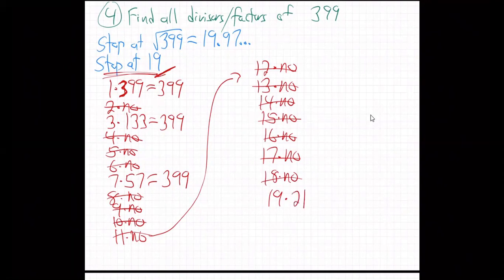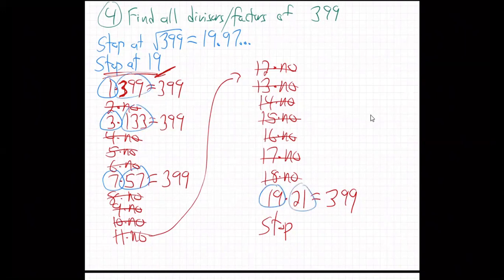And it worked. 19 times 21. And stop. Okay, look at that. So we found a bunch of them. Let's circle them. So 1, remember you go like a U shape. 1, 3, 7, and 57, 133, 399, and over here, 19 and 21. It doesn't really matter what order you list them in. This one is order independent.